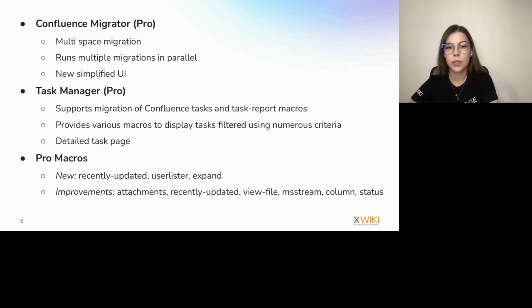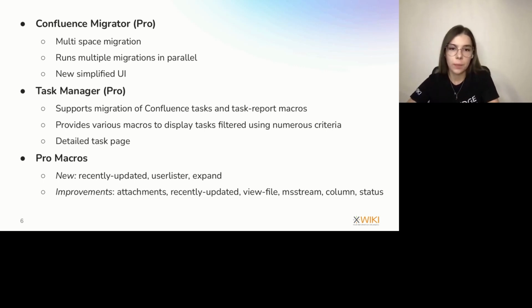More than that, it provides more macros than Confluence that can be used for filtering the tasks using numerous criteria. And also, as something additional to what Confluence is offering, you also have a detailed task page that you can use to add more information to a task, such as an image, a description, a progress bar, and so on.